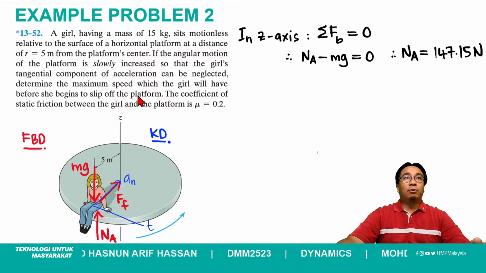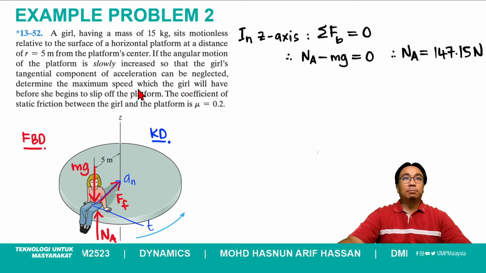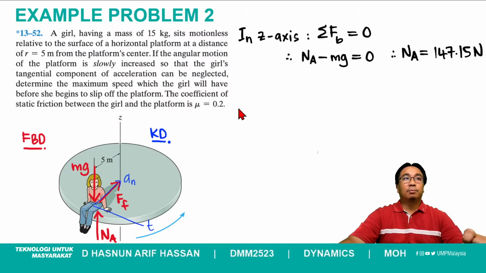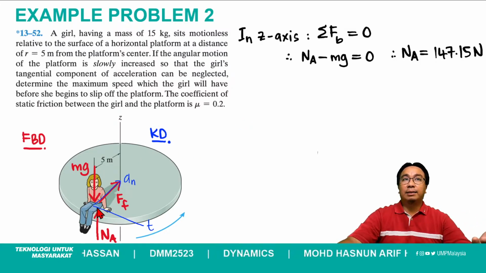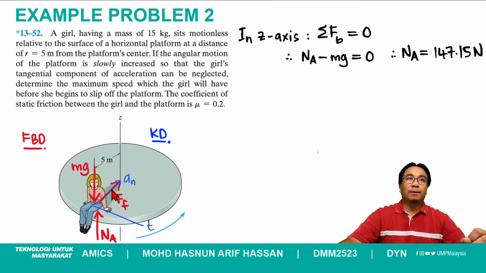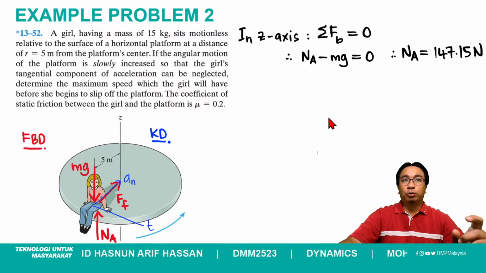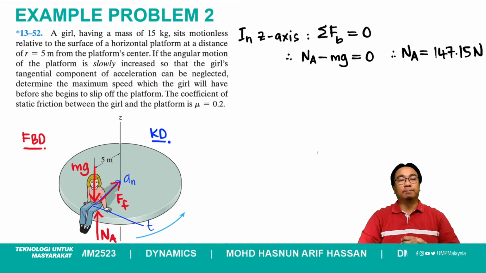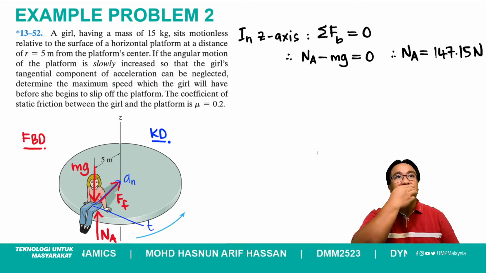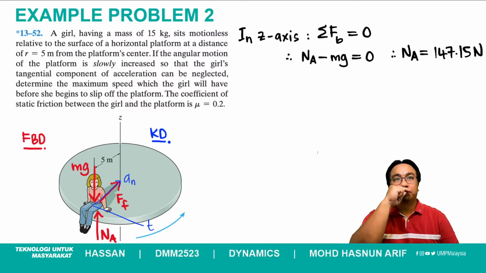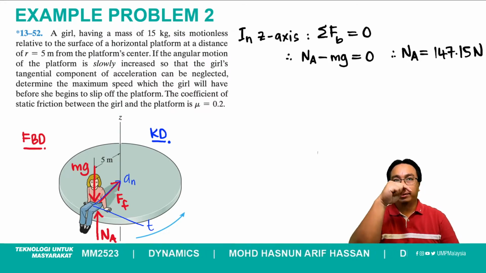Okay, so how do we know what is the maximum speed the girl can have before she begins to slip? What condition tells us that the girl will slip off the platform? How do you know that the girl will slip off the platform? What will be the condition? Anyone? Lesser than static friction. Okay, that's one way to know.